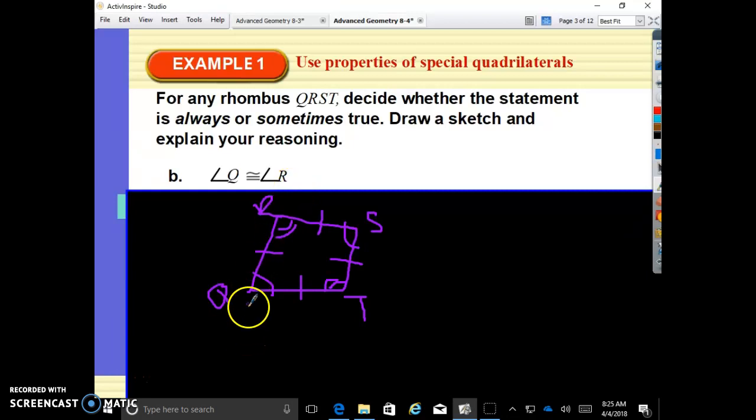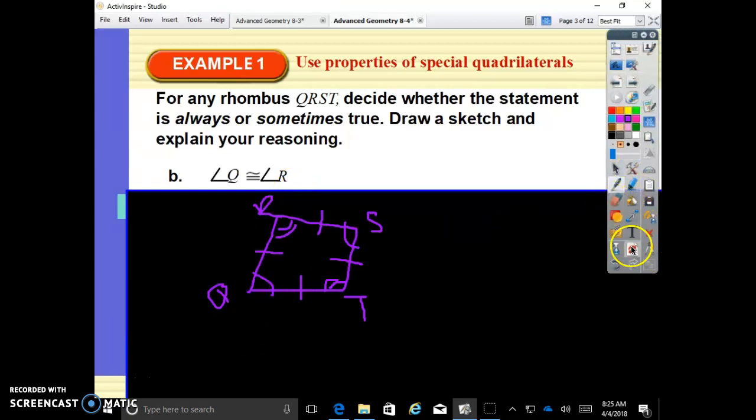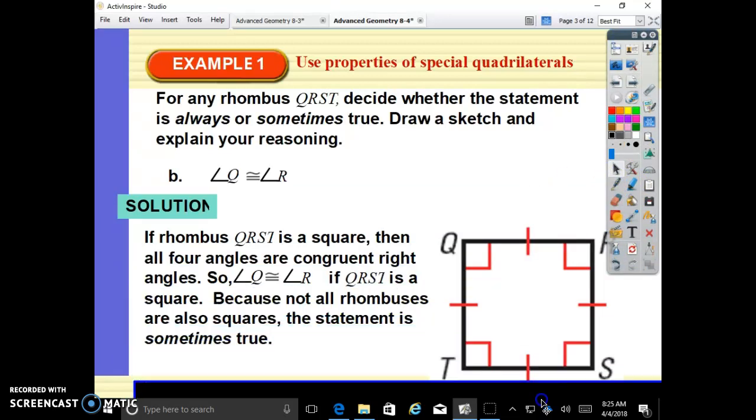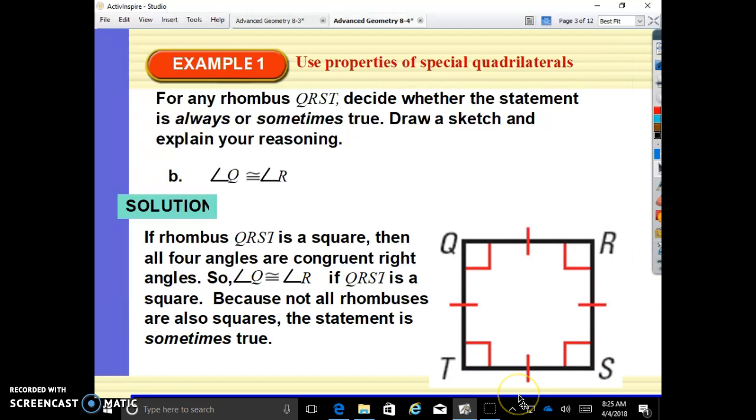Sometimes. Only if that rhombus is a square. A square is a special type of rhombus with all right angles. So if the rhombus is a square, then yes. So this is sometimes true. A square is always a rhombus, but a rhombus is not necessarily a square. Kind of like a square is a rectangle, but a rectangle is not necessarily a square, because a square is a special type of rectangle that has all equal sides.